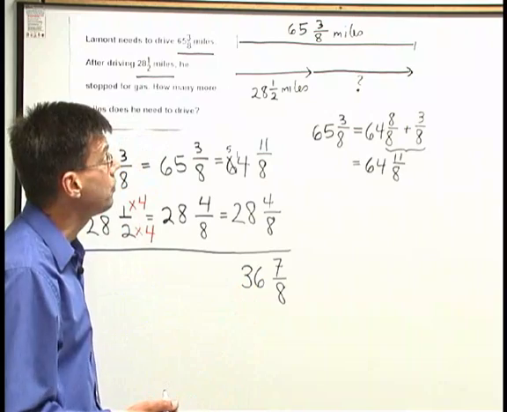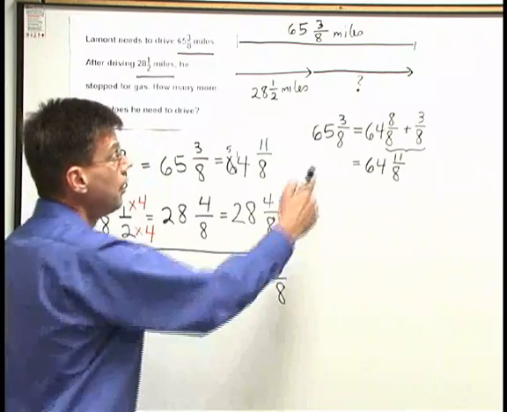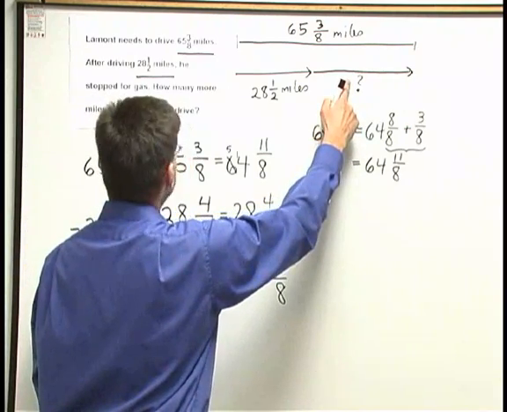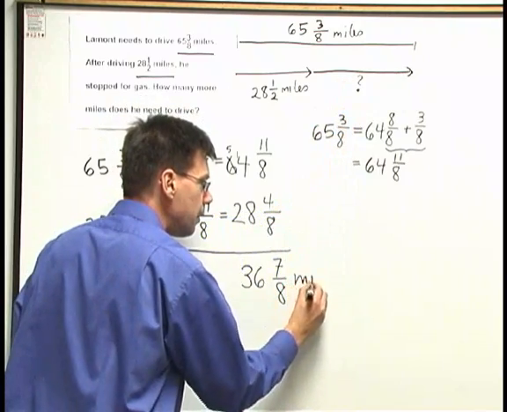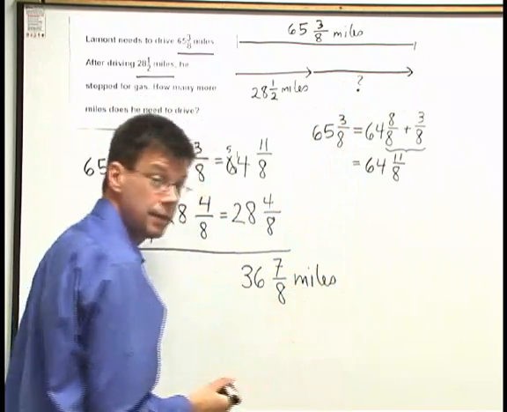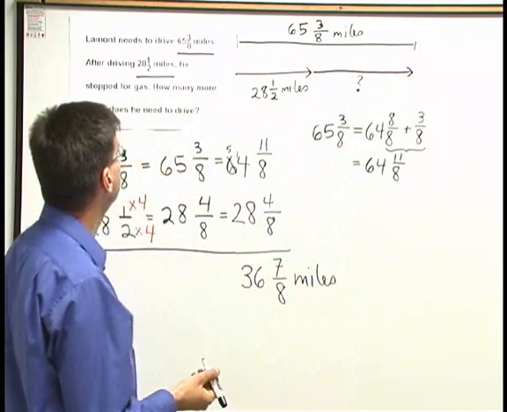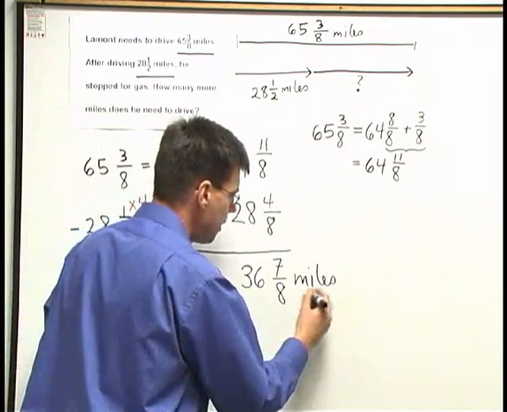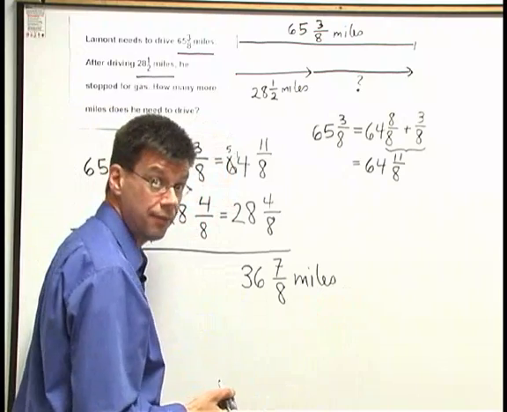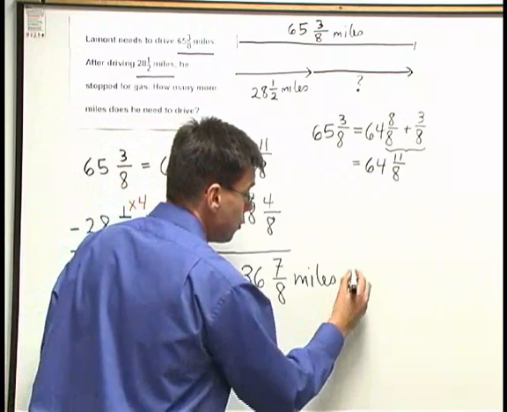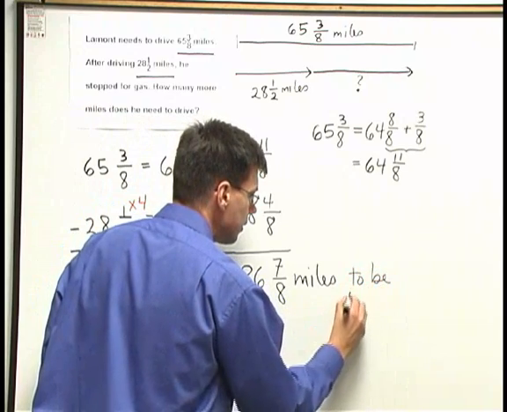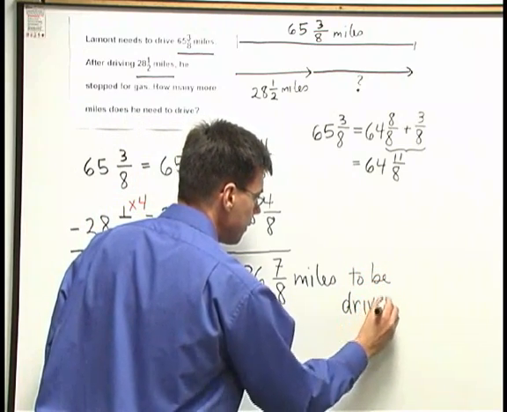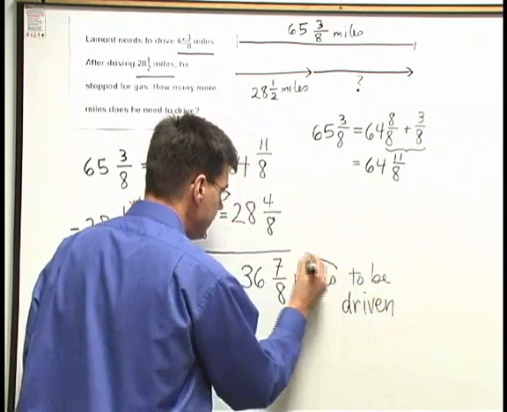Now, what were we trying to figure out here? We were trying to figure out this distance. That's the amount of miles that Lamont still needs to drive. So that's, let's say, 36 7/8 miles still to be driven. Here's our answer.